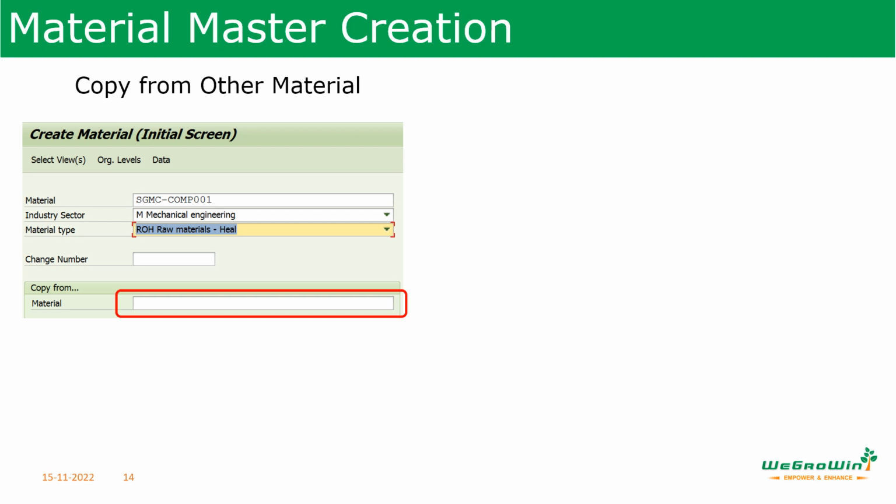We discussed that material has to be created through transaction MM01. We can create it as a fresh material. Also, there is a possibility you can create the material by copying from another material. For example, now I am going to create this SGMC COMP001. If I want to copy from another material, the copy from field, I can update it. So the system will pick all the details from that material and give it.